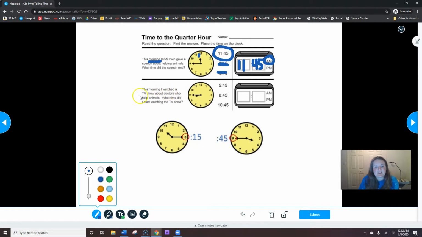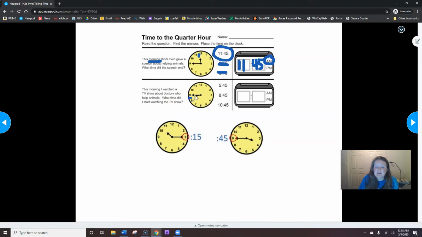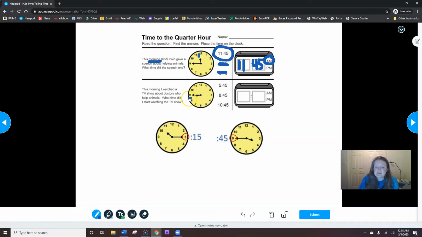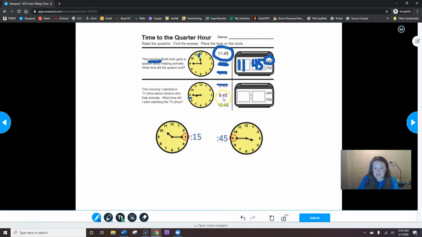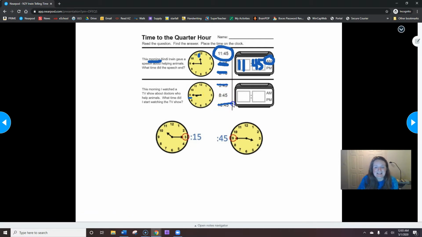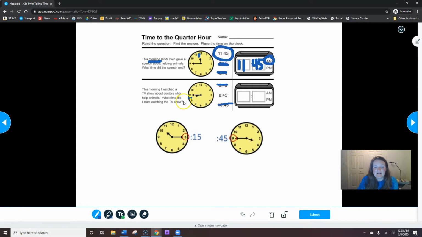This morning I watched a TV show about doctors who help animals. What time did I start watching the TV show? So I do my little hand first. My little hand is right here, between the 8 and the 9. It didn't get to 9 yet, so it's 8. Not 5 something, it could be 8:45, and not 10 something. I know this because look, my little hand is still in the spot for 8.